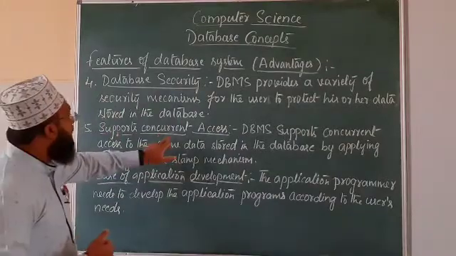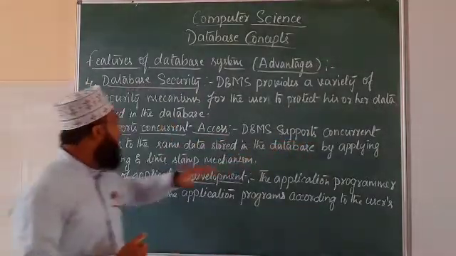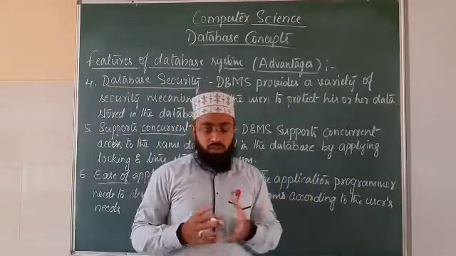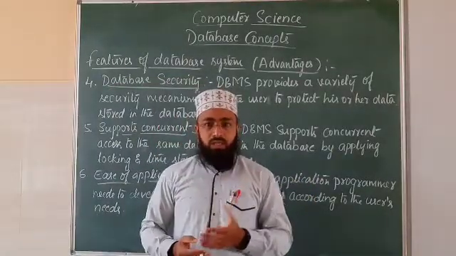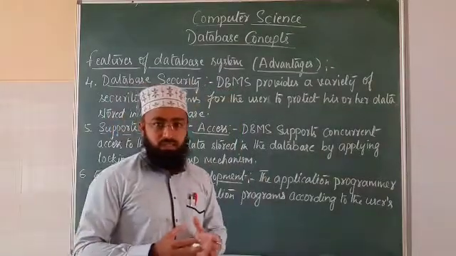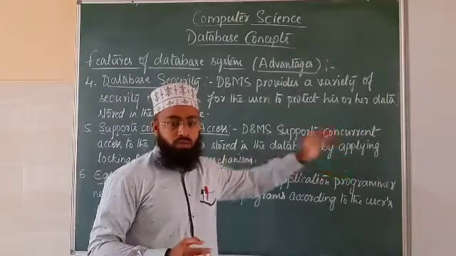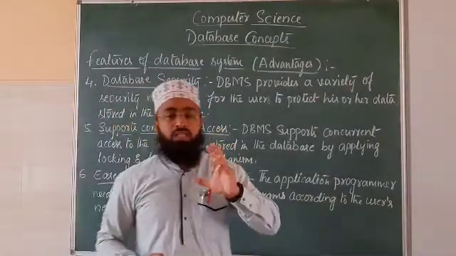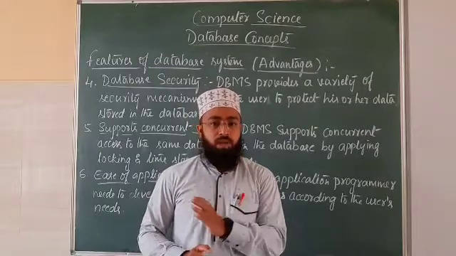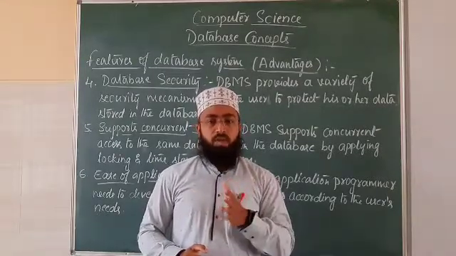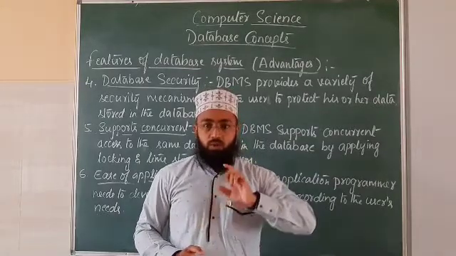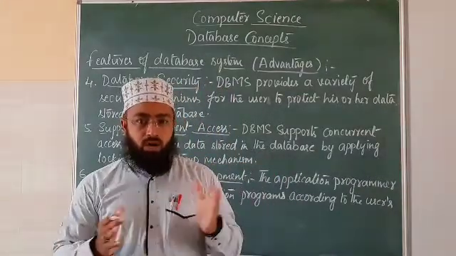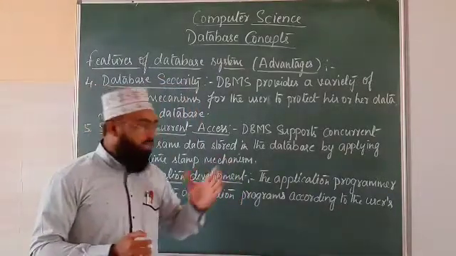And this supports concurrent access. Concurrent access means DBMS supports concurrent access to the same data stored in the database. For the data stored in the database, DBMS will give the concurrent access by applying logging and timestamp mechanism, logging systems for the data. Timestamp means if you give some timings, on this date, at this time your data needs to be locked, that is called timestamp. And on this date, at this time, your data needs to be unlocked, that is also called timestamp. This facility is also available.